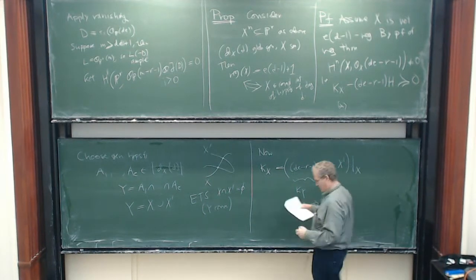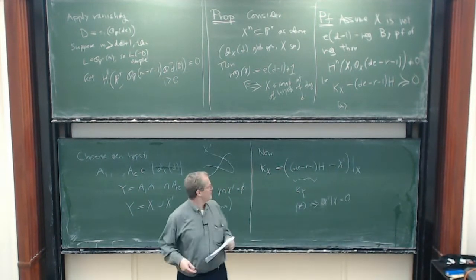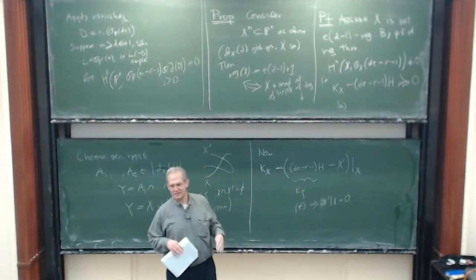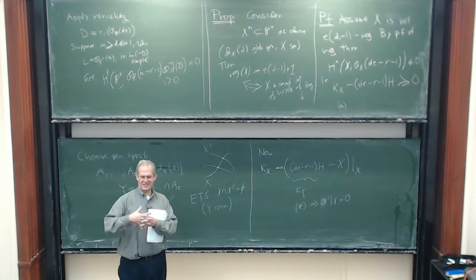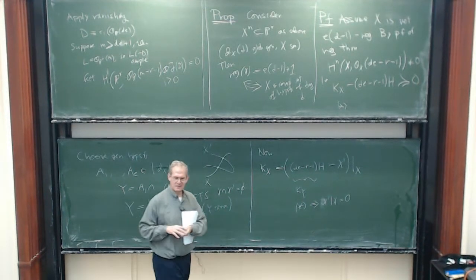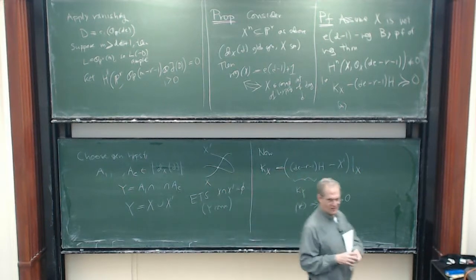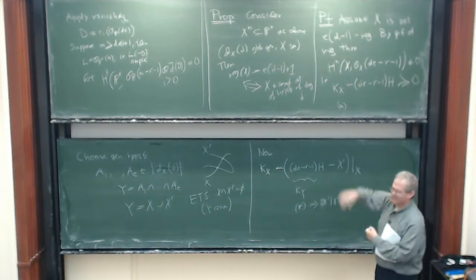So what do you mean by minus X prime? No, it is. They intersect in a divisor. So if I have a complete intersection, it's connected in codimension 1. So X prime comes in and meets and divides it.